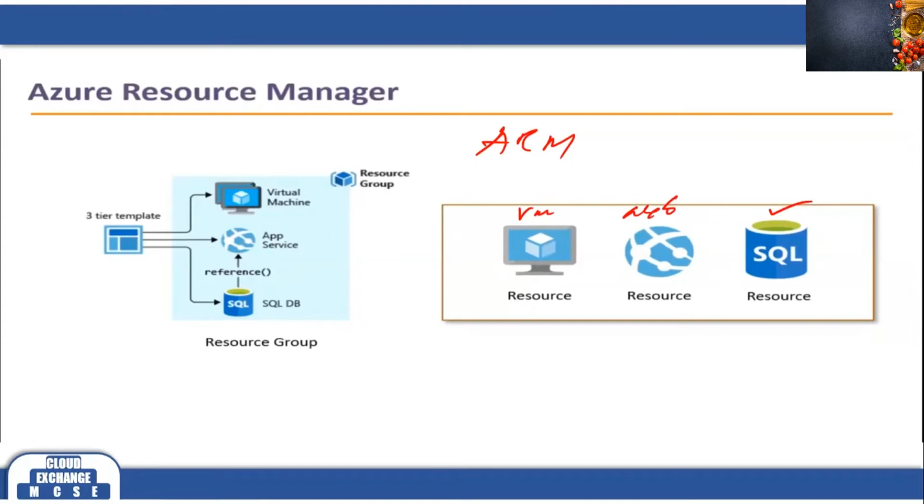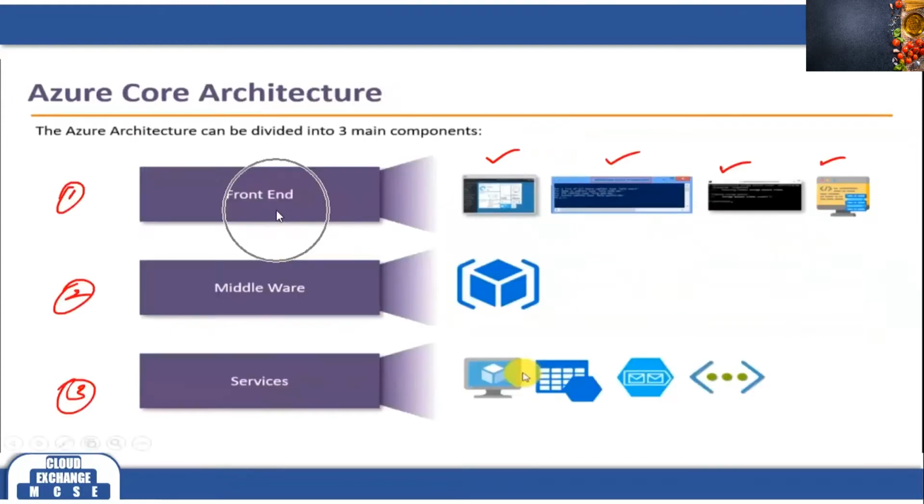One is your middleware, you can say here. The first one is the front-end service, the second one is the middleware service, and the last one is the back-end services. And these are the symbols, guys. Remember the symbols here.